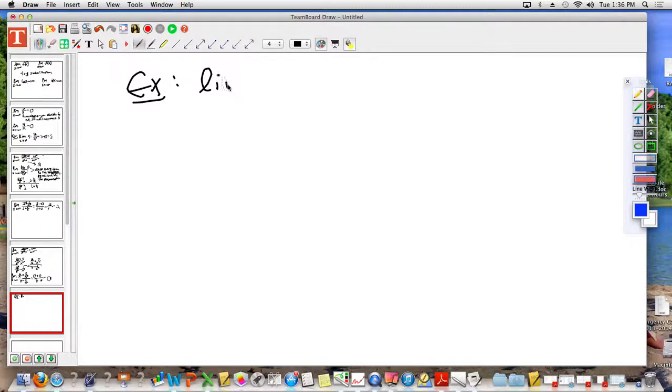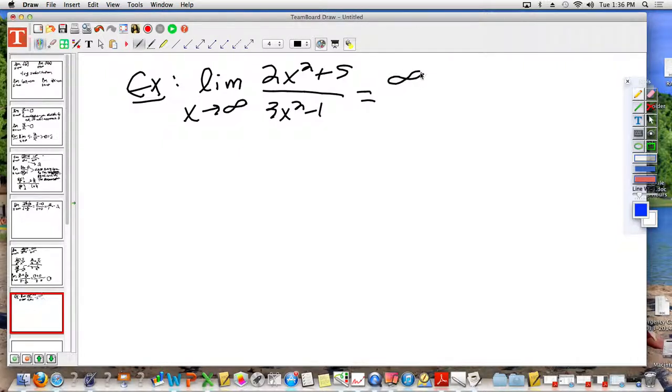The limit as x approaches infinity of 2x squared plus 5 over 3x squared minus 1. You plug in infinity for those x's, you're going to have 2 times infinity squared plus 5. That's a really big number. That's going to get you infinity. Same thing's going to happen on the bottom, so you're going to have infinity over infinity. So now what you need to do is explore this option.